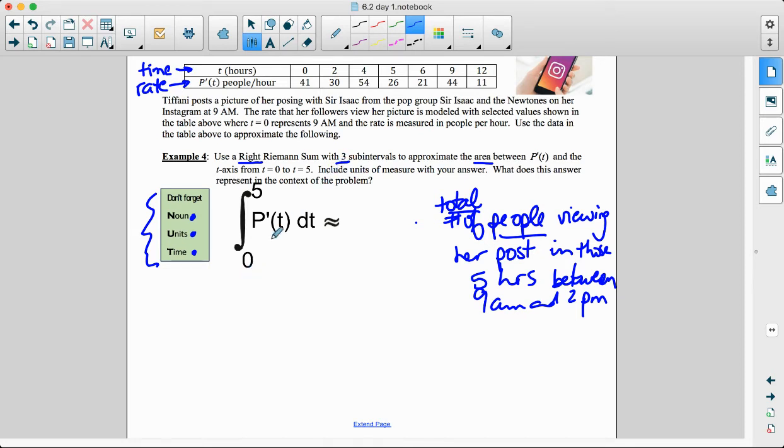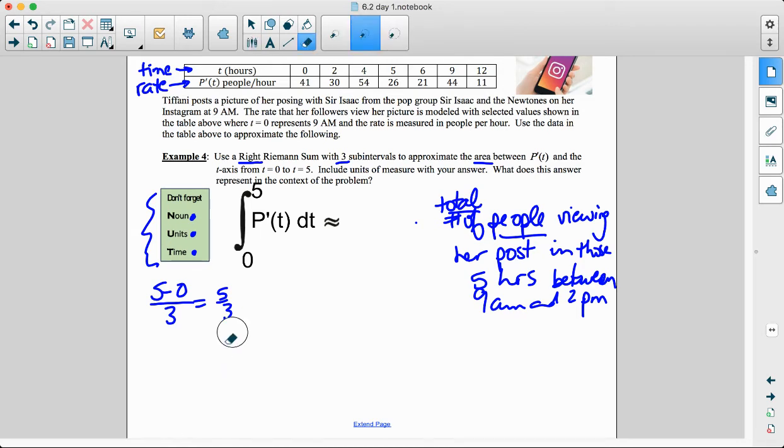So we want 3 subintervals. So we're going to go 5 minus 0 and divide by 3. So each rectangle has a width of 5/3. Oh, we have to use the table though. So never mind. That's different. We have to use the table.